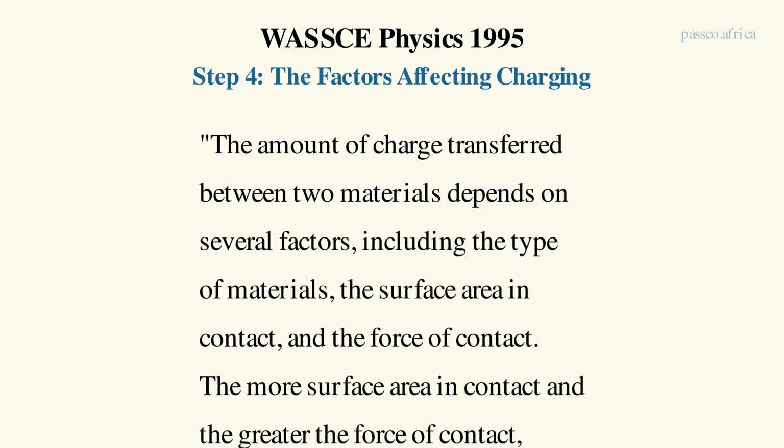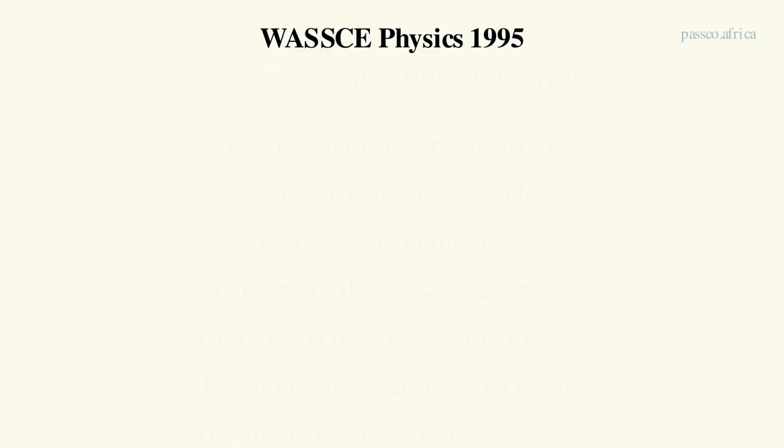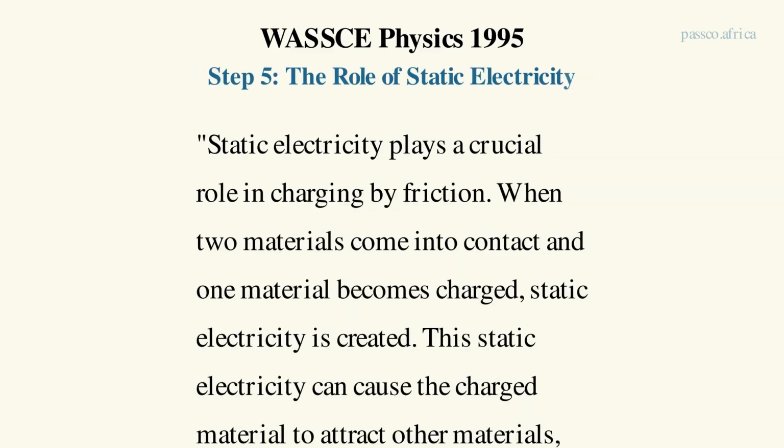Step 5. The role of static electricity. Static electricity plays a crucial role in charging by friction. When two materials come into contact and one material becomes charged, static electricity is created. This static electricity can cause the charged material to attract other materials, such as paper, as we saw earlier.